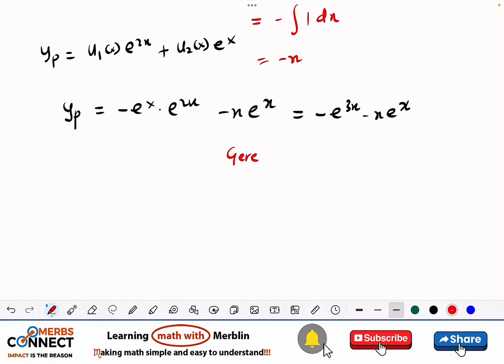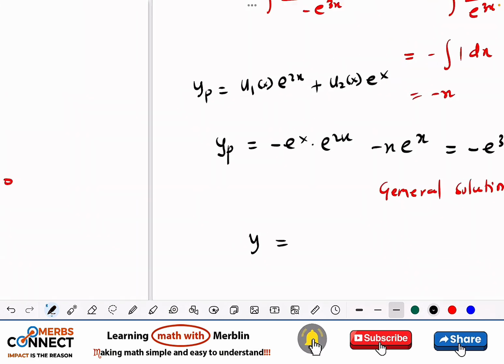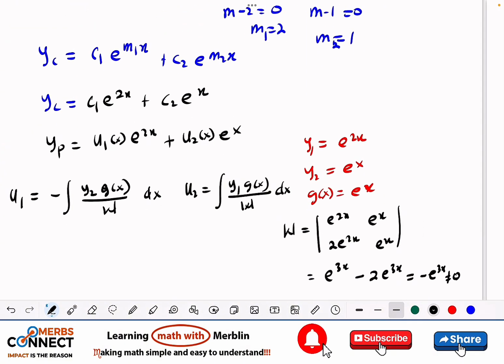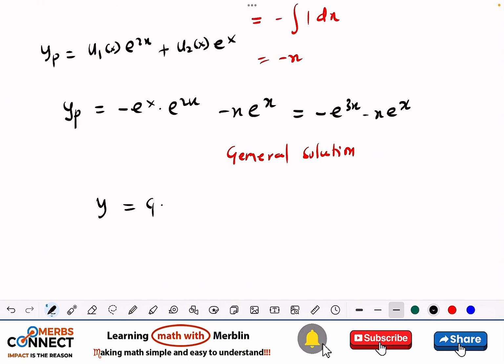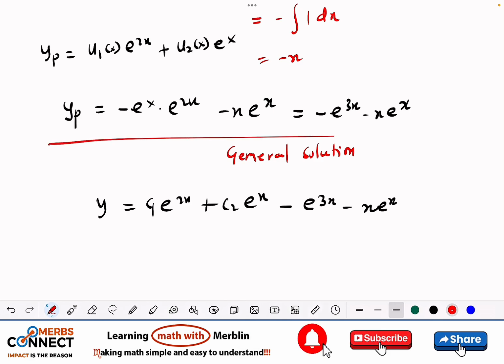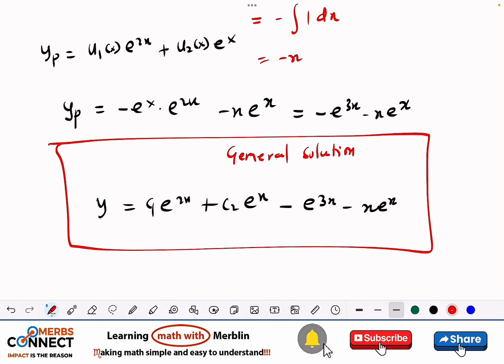So general solution is going to give us y is equal to, what is the complementary solution? Okay, so complementary solution is a particular solution without this, so c1 e to the power 2x plus c2 e to the power x. Then I add a particular solution, minus e to the power 3x minus x e to the power x. Good. So this is going to be the general solution.